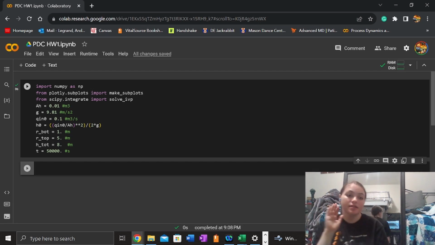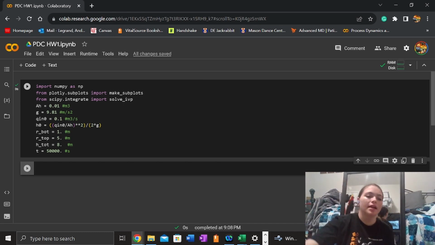Then our radius at the bottom is 1 meter. Our radius at the top is 5. And then we have our total height, so that's the highest that the tank can go. Doesn't mean that it can't overflow, but that's so we know what our limit is. And then RT, which is the time, so how many run-throughs are we going to do? How many seconds are we going to have this graph go for?